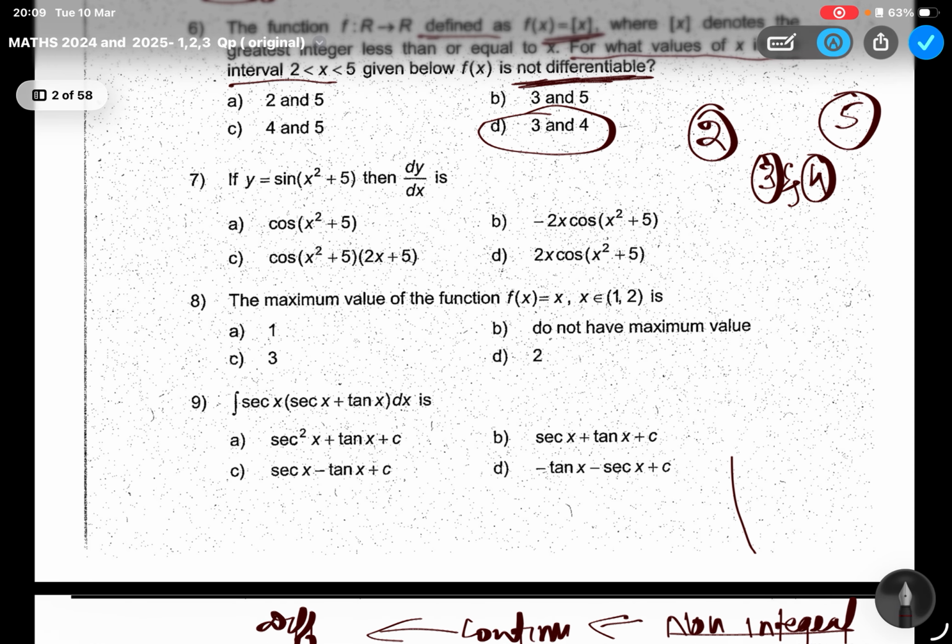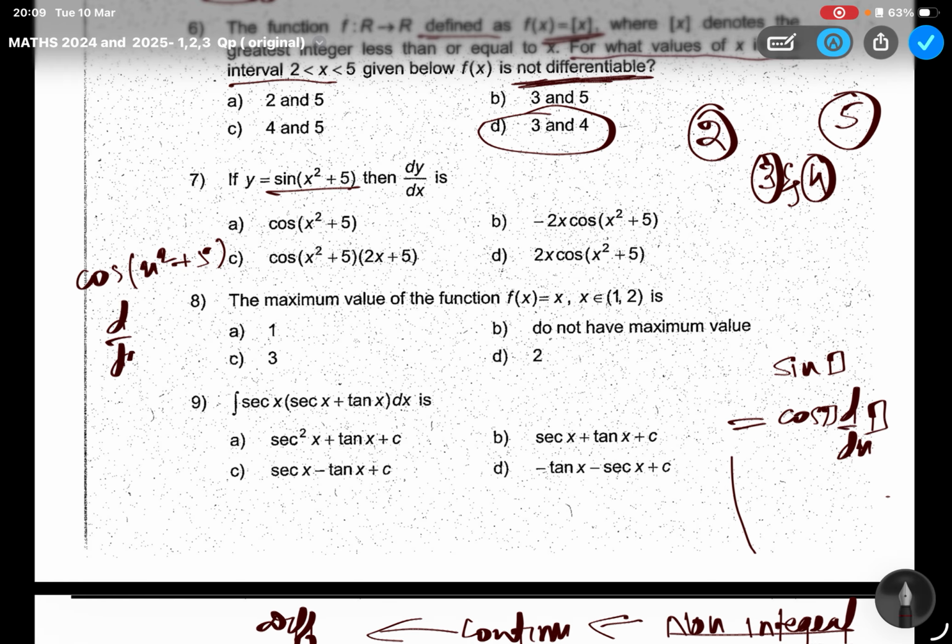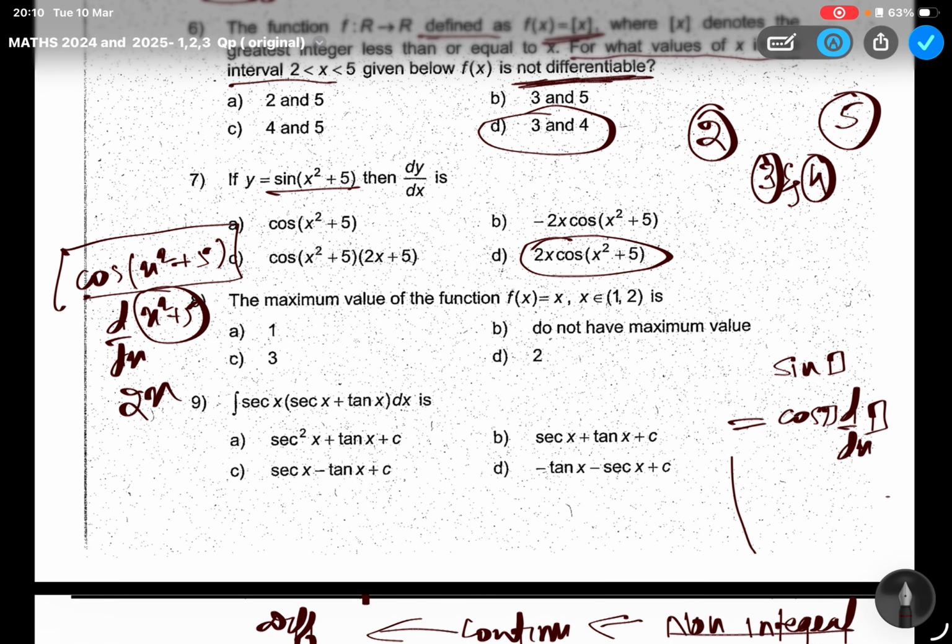And now sine of x square plus pi. Already you know the differentiation of sine of something is cos of that something into the differentiation of that something. So it is cos of x square plus pi into the differentiation of x square plus pi. Cos of x square plus pi as it is, and the differentiation of x square plus pi is 2x. Then 2x into cos of x square plus pi is the answer.